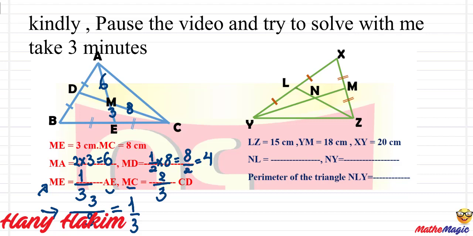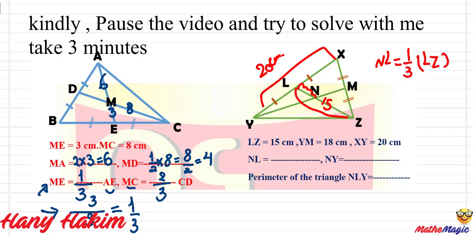LZ means all of that median. LZ is 15 centimeters, YM is 18 centimeters, XY equals 20 centimeters. So he asked you to find NL. NL represents a part of the median. So NL equals 1 over 3 of the median, which is LZ, and he gave you LZ equal 15, so NL equals 1 over 3 multiplied by 15 to get 5. So NL will be 5 centimeters.